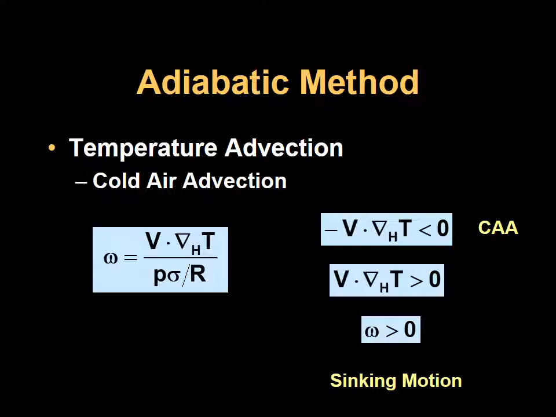Let's do cold air advection. With cold air advection, normally minus V dot del T is negative. Now we don't have that minus sign in the top of our omega equation. That means V dot del T must be positive for cold air advection. So that makes the whole right side positive, and that means our omega must be positive. A positive omega means that we have sinking motions in the atmosphere.